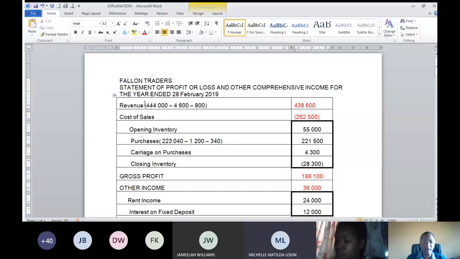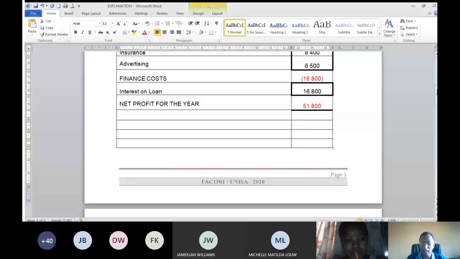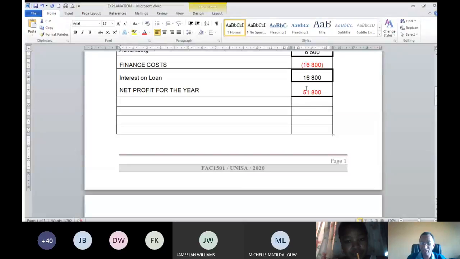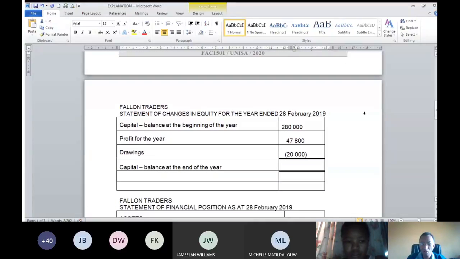The mistake was here by revenue. That revenue amount is 444. I had it as 440. And the result is now that your profit for the year is 51,800. That is the correct amount. So I am going to have the profit for the year now as 51,800.